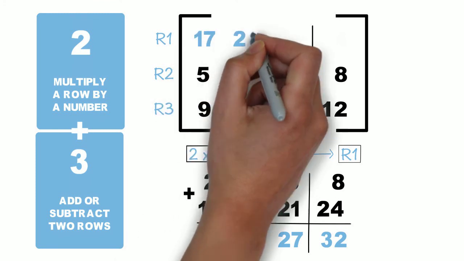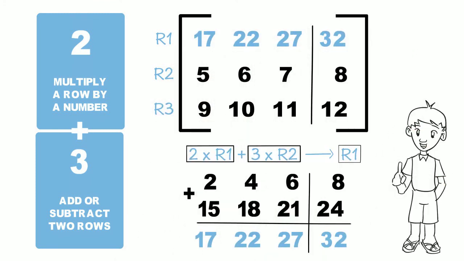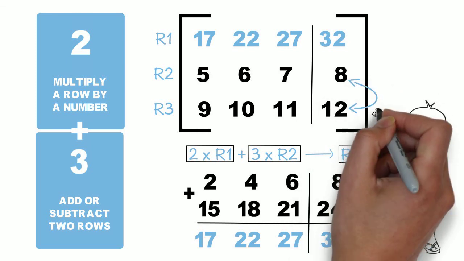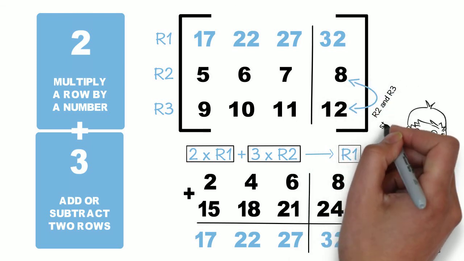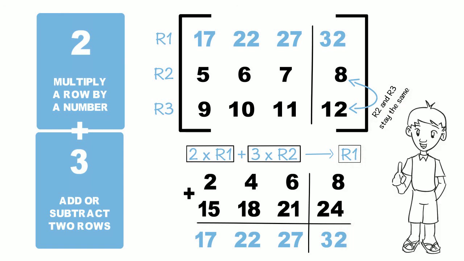And guys, be careful here. What that means is row 2 and row 3 stay exactly the same as they were in the very beginning. Even though it felt like we multiplied row 2 by 3, that was just a temporary thing off to the side. All right, guys, that's row operations for you.